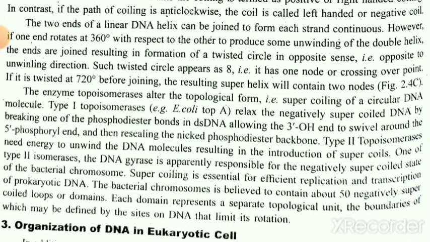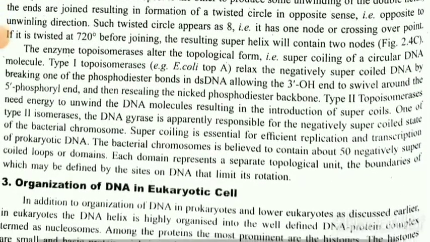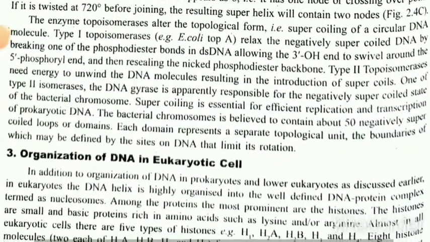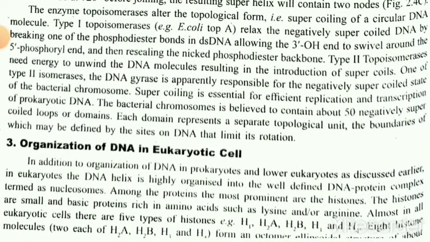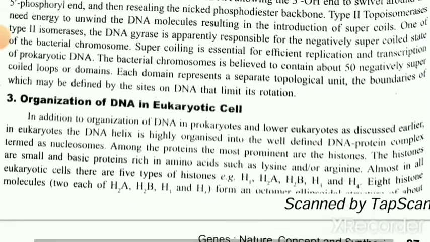Supercoiling is essential for efficient replication and transcription of prokaryotic DNA. The bacterial chromosome is believed to contain about 50 negatively supercoiled loops or domains. Each domain represents a separate topological unit, the boundaries of which may be defined by the sites on DNA that limit its rotation.